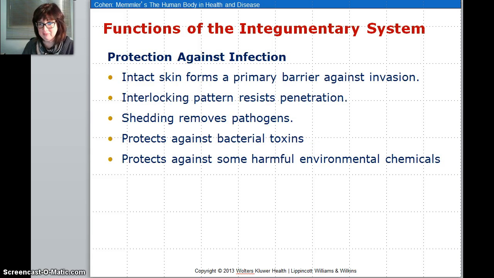So to protect from infection, your skin acts as a primary barrier. It's an interlocking pattern with those squamous cells, and that will resist penetration. Your skin also sheds, and with skin shedding comes off your pathogens. And it is actually a very good protector against toxins and environmental chemicals.